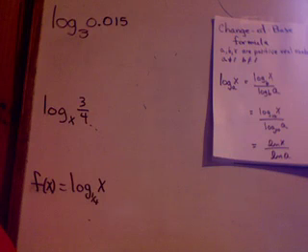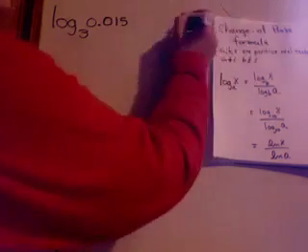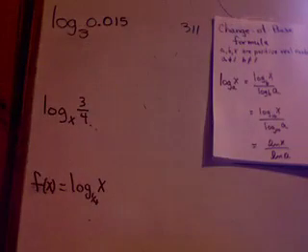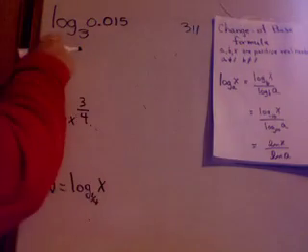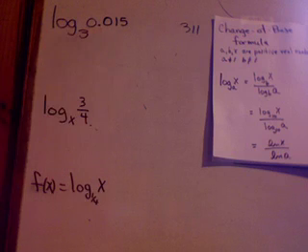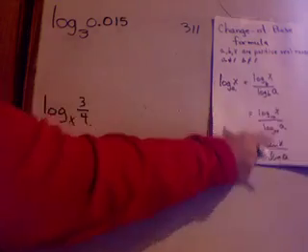All right, I have a couple examples of using the change of base formula, which is on page 311 in your book. So it's on page 311 if you want to check it out. I know that's a little bit hard to read. Okay, so when I have here log base 3 of 0.015, I can use the change of base formula. And basically there's three ways I can use it.